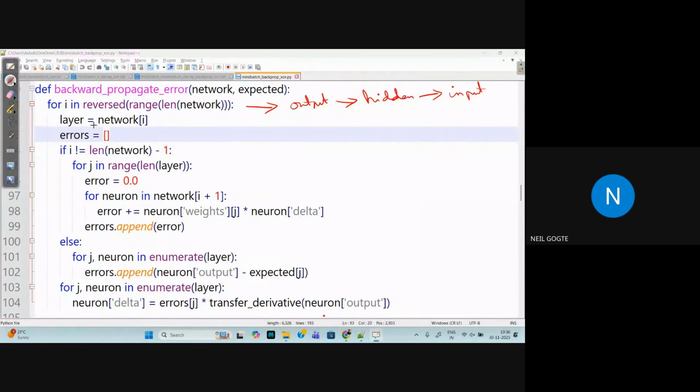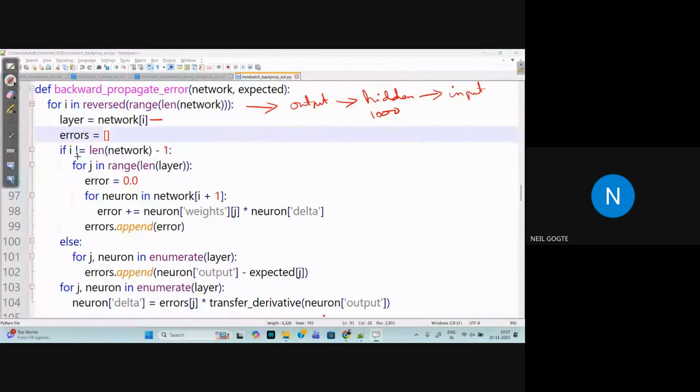But it doesn't matter how many layers there are. Hidden layers can be any number. In fact, in real life, as I told you before, there could be thousands of hidden layers, and each hidden layer could have thousands of neurons. So that's okay. So we start with a particular layer. layer is equal to network i. We work with a particular layer. So we start with the last layer first time. We make the errors list empty in the beginning of the loop as we work with every layer. So in one iteration, only one layer is processed for backward propagation.